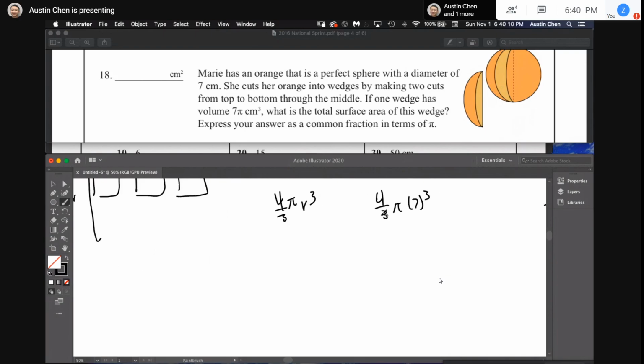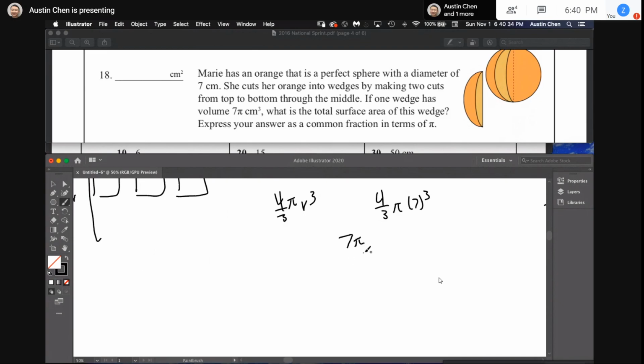All right. So the volume is just going to be this, right? We can just leave it like this. You don't really want to multiply it out because you just have big numbers, but leaving it like this is fine anyway. Okay, and the volume of our wedge is 7 pi centimeters cubed, right?